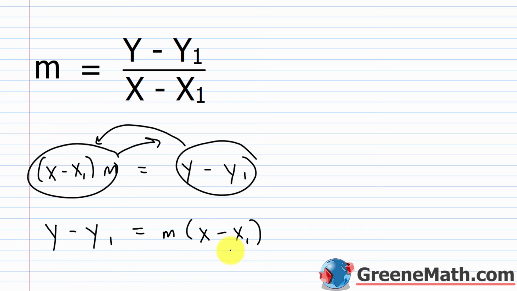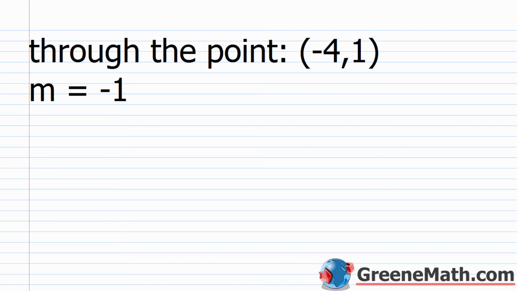So once you memorize this kind of generic formula here, you're basically ready to go. So let's look at an example. So we have a point and we know the slope. So we're going to use our point-slope formula. So we have through the point negative 4, comma 1, with a slope of negative 1. So if I have my point-slope formula, y minus y sub 1 is equal to m times the quantity x minus x sub 1. This known point, we label that as x sub 1, y sub 1.